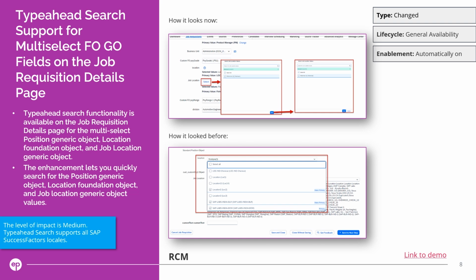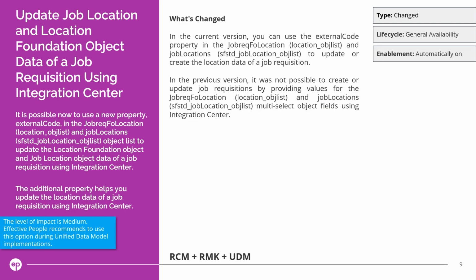It is now possible to search for values inside of objects such as the position, the foundation location object, or the job location generic object. Previously, it was not possible to search for values, so users would have to scroll to find the corresponding value. Customers that are thinking about moving soon to the Unified Data Model, UDM, which was a recruiting marketing enhancement announced 1 year ago, can now take advantage of the Integration Center to update active job requisitions when it comes to location data.